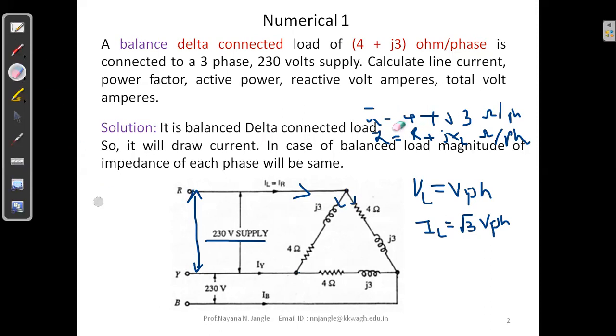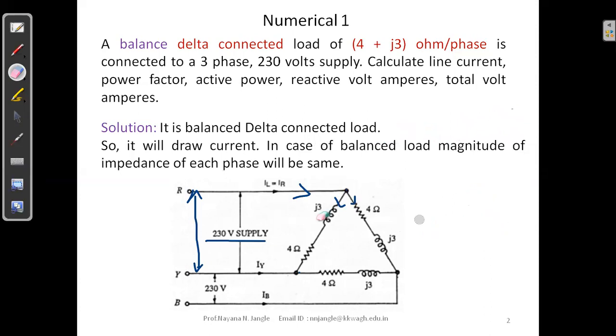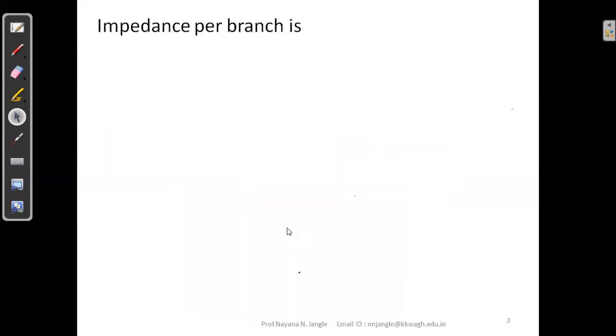Okay, let us solve the problem. Here it is a 230 volt supply, phase voltage is 230 volt, line voltage is also 230 volt, and our task is to calculate the line current and phase current. To calculate the line current, we first need the per phase impedance. So impedance per branch ZPH is equal to 4 plus j3, and this is in rectangular form. Converted into polar form, you will get 5 at an angle 36.86 degree ohm. It is the per phase impedance.